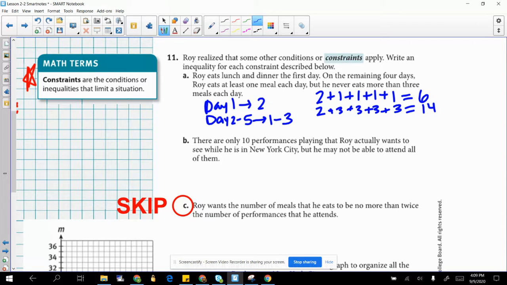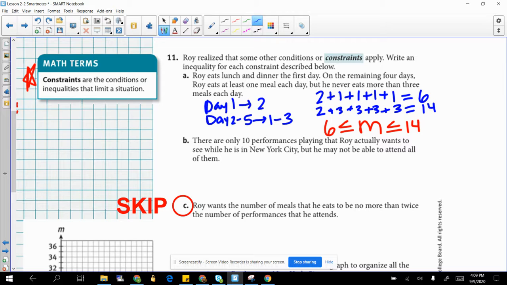So now we have a constraint to come up with, or a condition about the meals, which remember we've been using M to represent. And we know that he can eat at most 14 and at least 6. So we can write this as 6 is less than or equal to M, and M is less than or equal to 14. So the amount of meals he eats, we don't know for sure, but we know it's somewhere between 6 and 14. All right, hopefully that makes sense to you guys there.